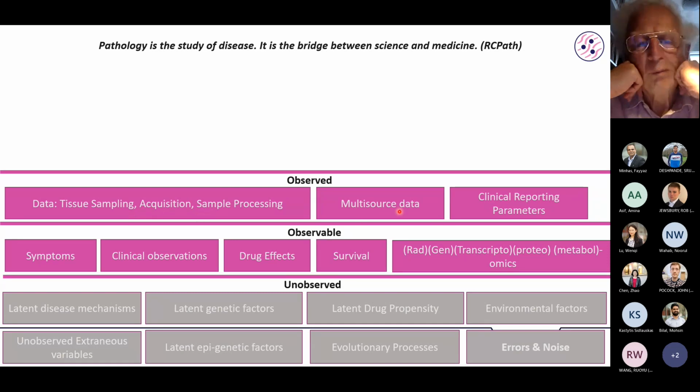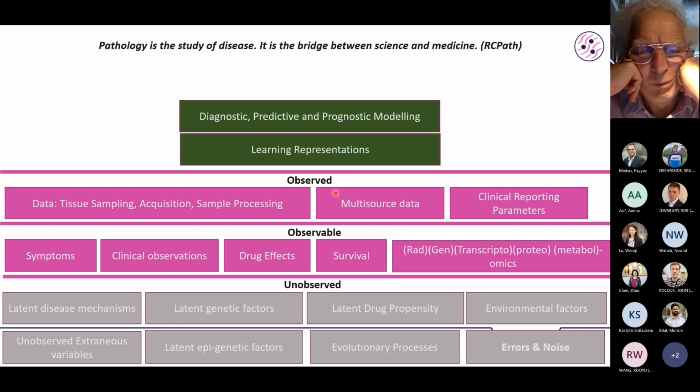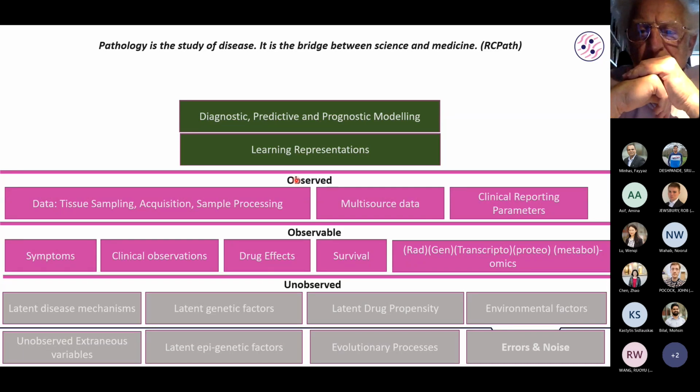We can have data from multiple sources. We can have symptoms together with family history. We can have clinical reporting parameters. Those are things that are typically observed. And our goal is to use this to learn representations and then develop diagnostic, predictive, and prognostic models. That's what we typically do, right? Using information that is typically observed.